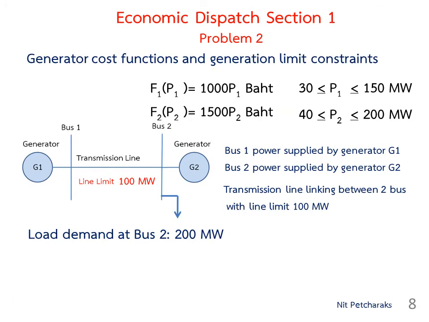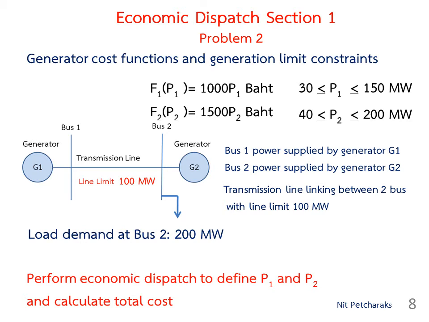Let's examine another problem. There are two generators which supply real power at different buses linking with a transmission line with its limit 100 megawatt. Load 200 megawatt at bus 2. Try to perform economic dispatch and calculate total cost.